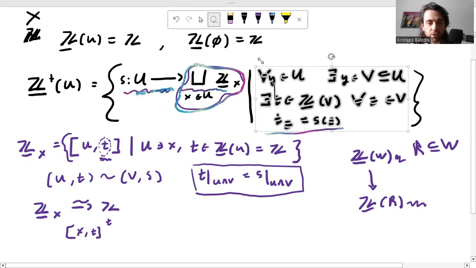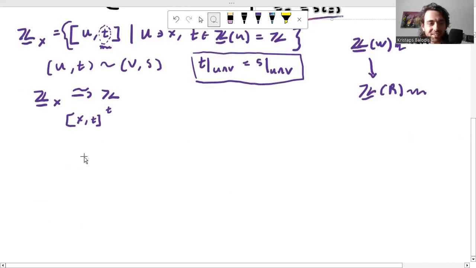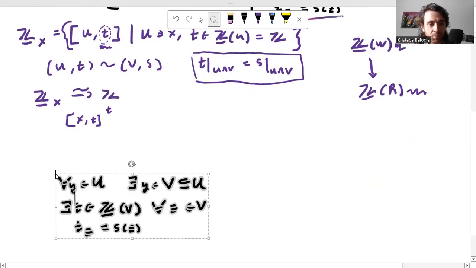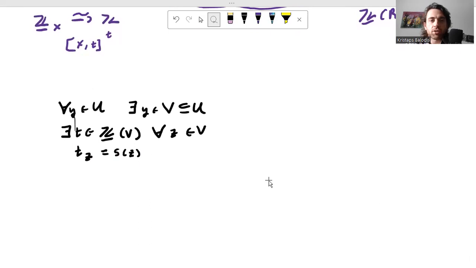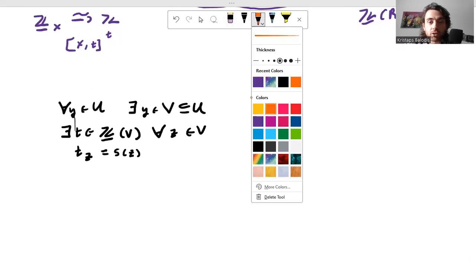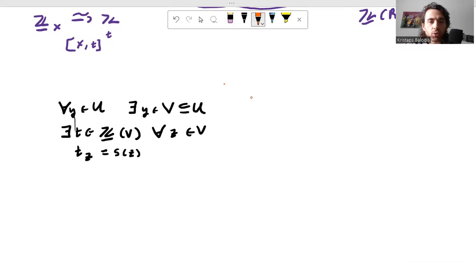Maybe this wasn't worth it. Okay, copy, paste, beautiful. Okay, I'll leave it as is. So I've got this other condition here. Let's try and unpack what it means. So I've got my little function, right? S from U to this disjoint union of these stalks, basically an integer valued function.